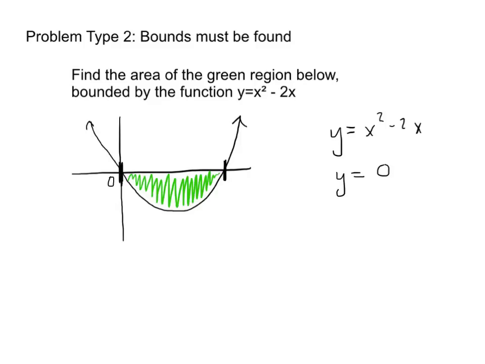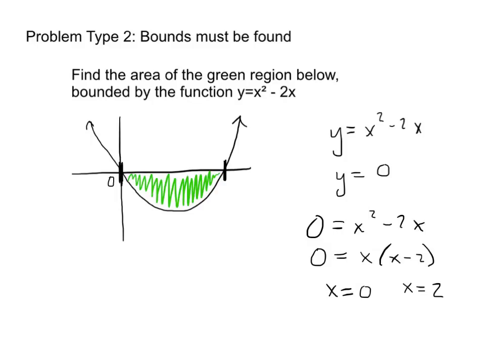And so what this really means is solve this system of equations. Right? And so this is very easy. We'll plug 0 into here. We get 0 equals x squared minus 2x. We'll do a very easy factoring and get x times x minus 2. That means x is 0 or x is 2. And so that tells us, okay, great, this thing started over here at 0. It's ending over here at 2.